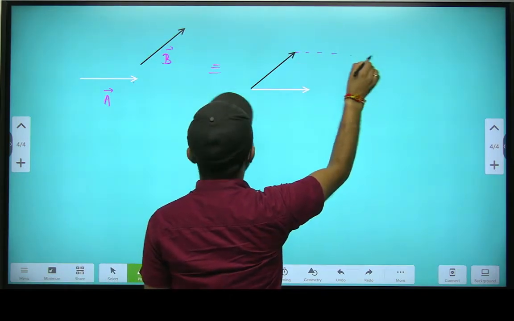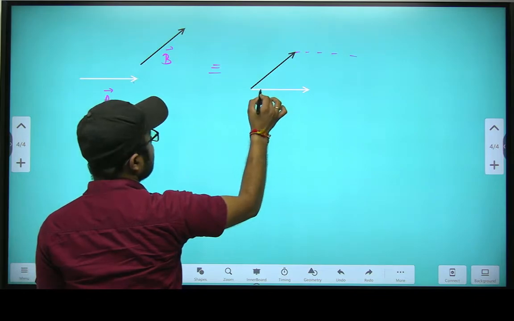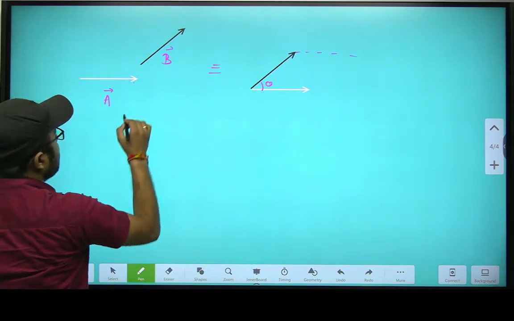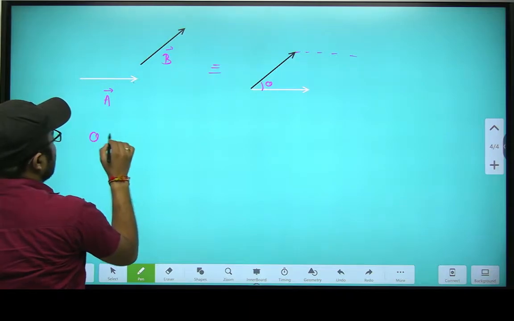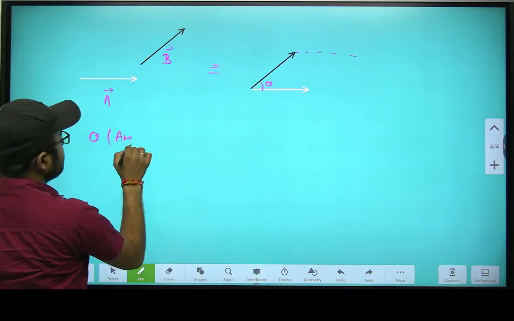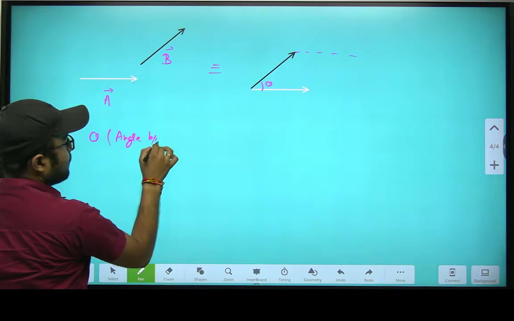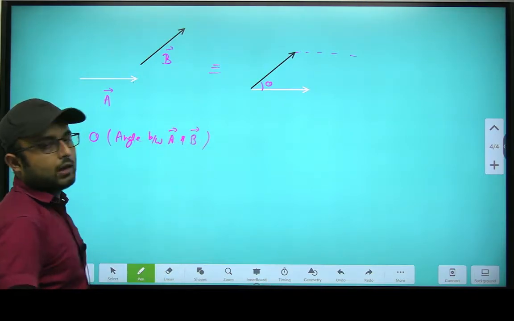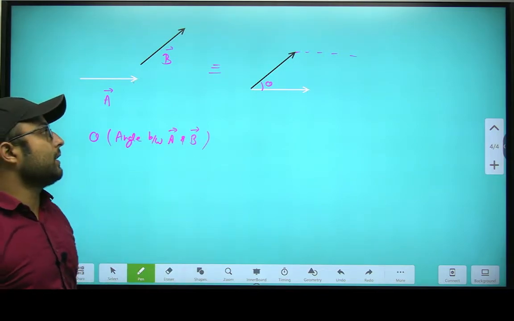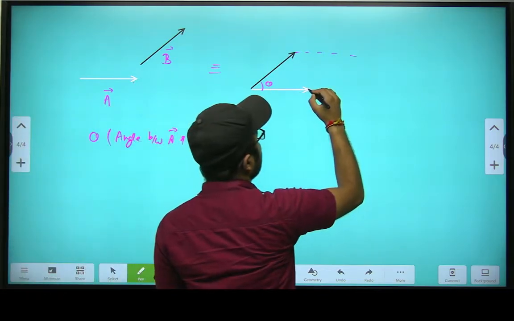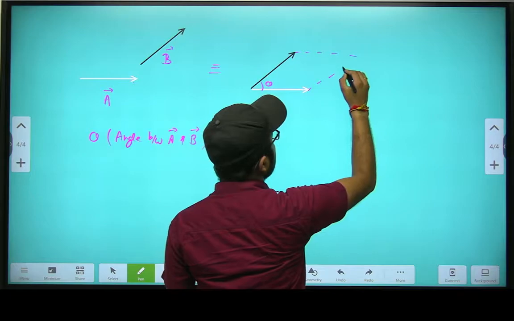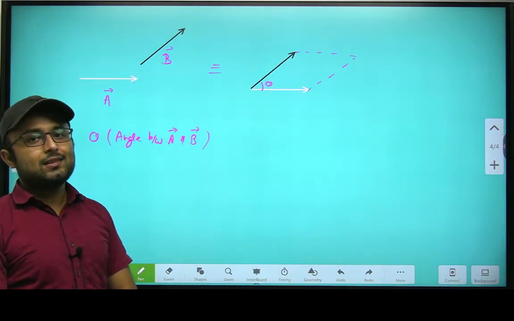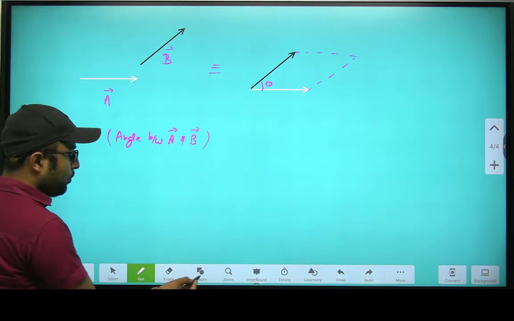With these two vectors, if theta is the angle between them, this angle will be theta. If theta is the angle between vector A and vector B, we will construct a parallelogram. The parallelogram, which is a quadrilateral, will have two diagonals.